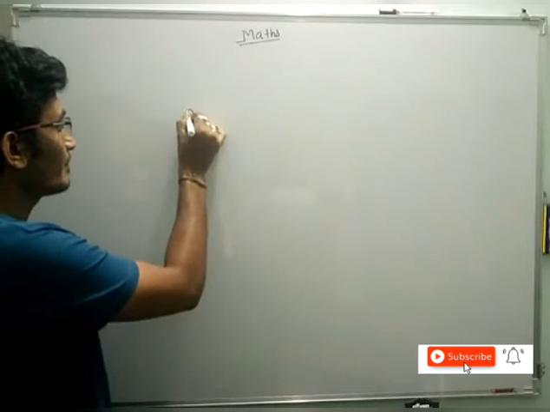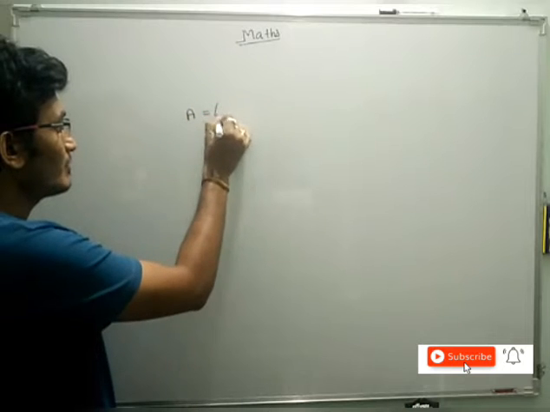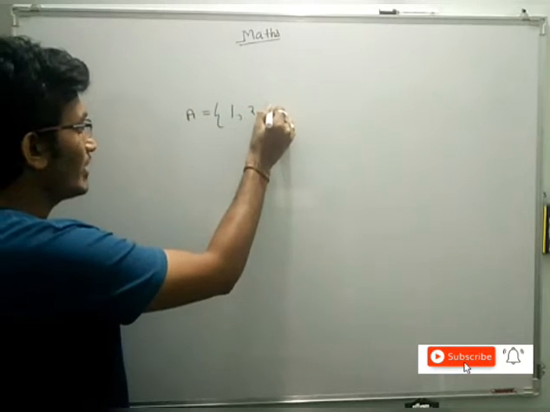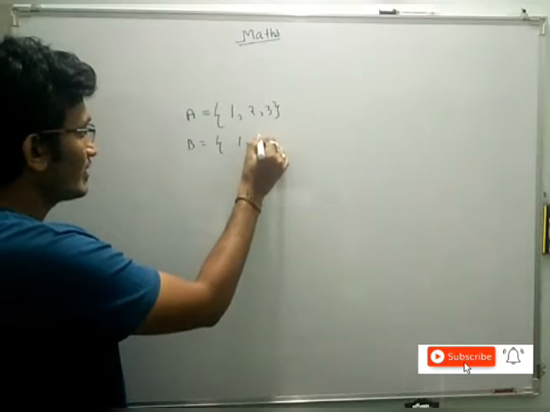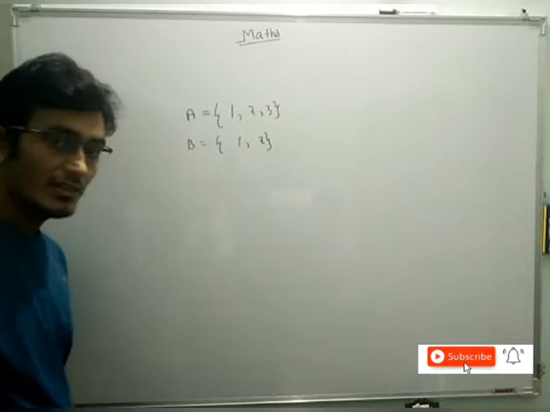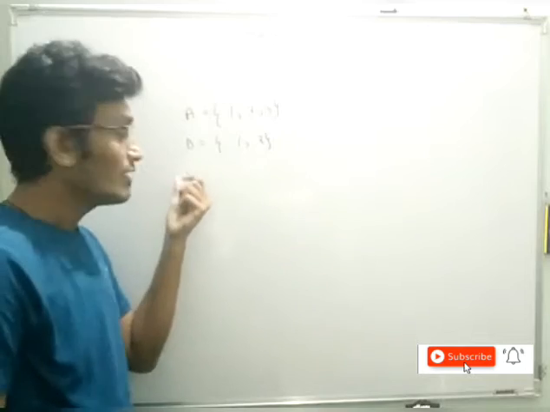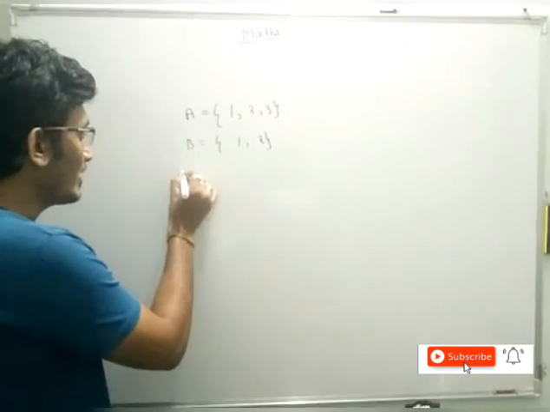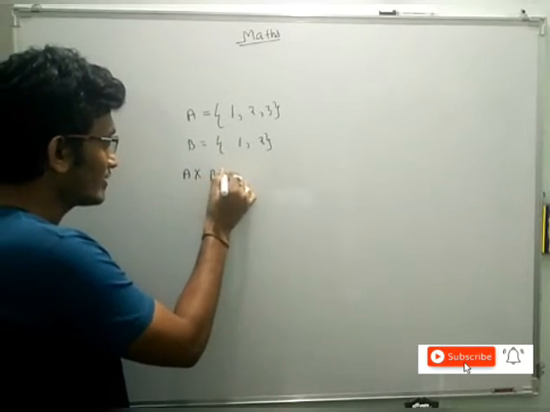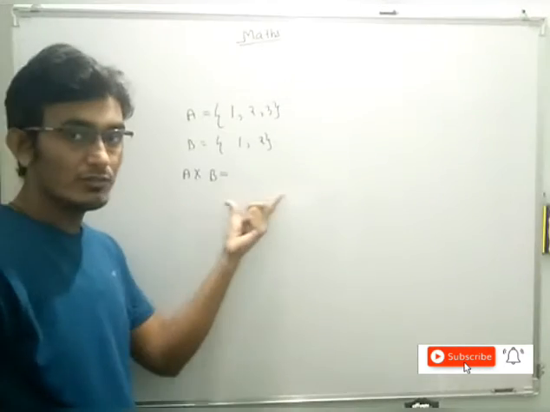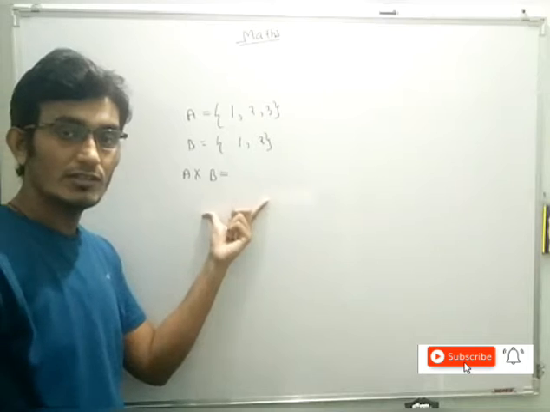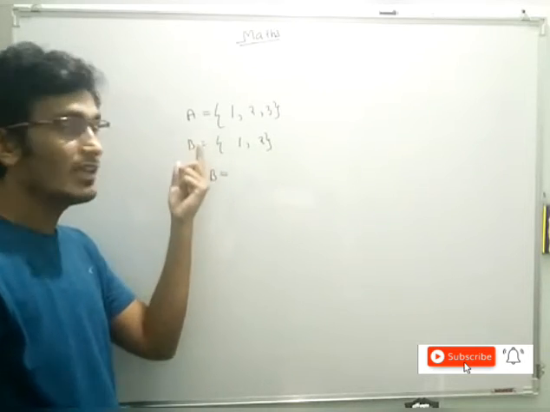Suppose A is a non-empty set. Suppose A is {1, 2, 3} and B is {1, 2}. In this case, we consider A and B as two non-empty sets. After that we can find the Cartesian product. What do we mean by Cartesian product? It means we have to write all the ordered pairs of the elements of A and B.